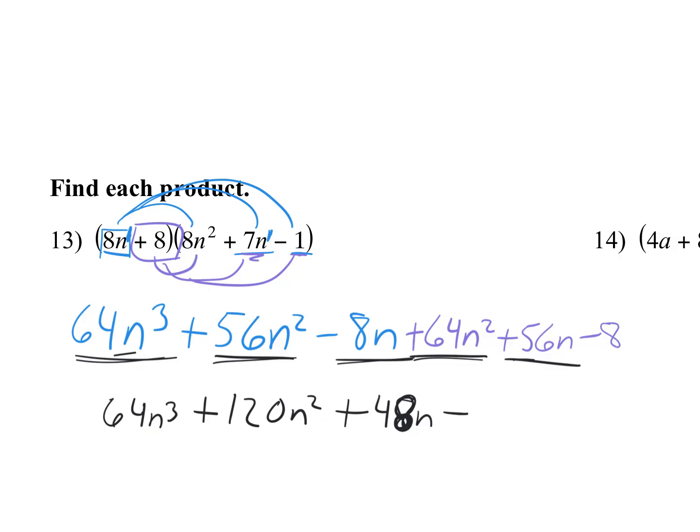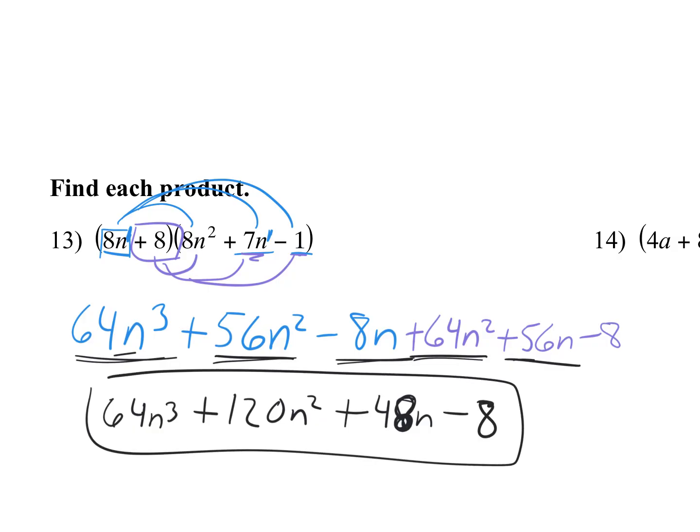Minus 8. Nothing can combine with that minus 8, so you just leave it alone. And then that's your answer. Yeah, if you're multiplying with the same base, you do add the exponents. That's how I got this n to the third, n to the second.